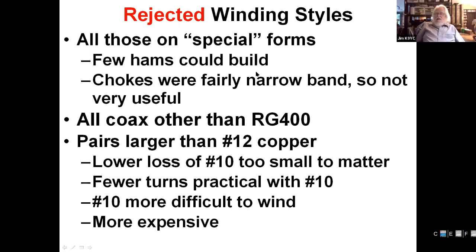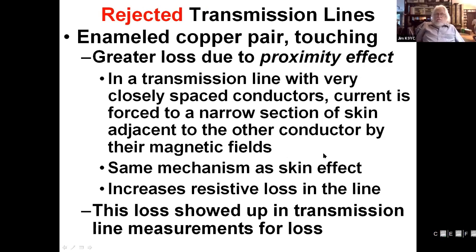So we rejected all of those fancy forms. We rejected all coax other than RG 400. We rejected pairs larger than number 12 copper. Specifically the reason was that the larger copper didn't buy as much, and it limited what we could do with winding and made the winding more difficult. We also rejected the enameled copper pairs for a mechanism that was new to me, but not new to the world.